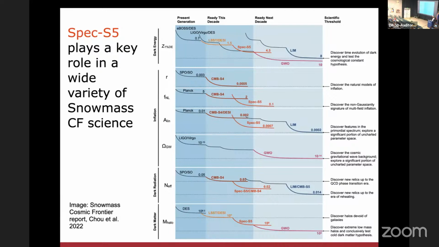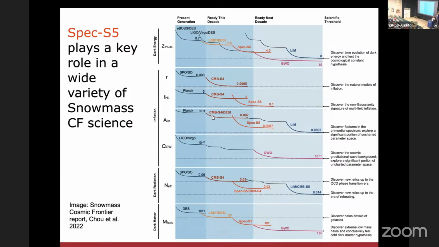So this is from the Snowmass Cosmic Frontier overall report. Sometimes we call this the waterfall plot. It's showing how, for different metrics we care about, the constraints on that metric get better and better over time. So starting with the redshift out to which you can measure dark energy density to 1% of the total density, then the scalar-to-tensor ratio. Spec-S5 doesn't matter for that, but for fNL, as we've heard about, it's very important.